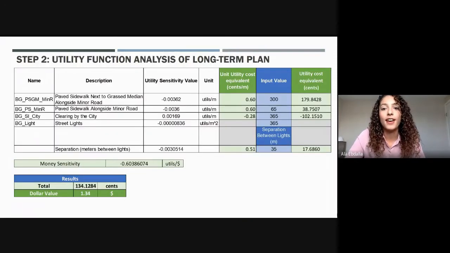Next slide, thanks. So in order to finalize these design elements, they were then examined again through that utility function. As shown in the inputted value column, we now have 300 meters of a paved sidewalk instead of the crumbled pathway, and 65 meters of a paved sidewalk instead of the steep mulch pathway. The utility analysis also takes into consideration the concept of snow clearing and the new lighting along the path. And these new improvements caused a reduction in utility function societal cost of $1.34.